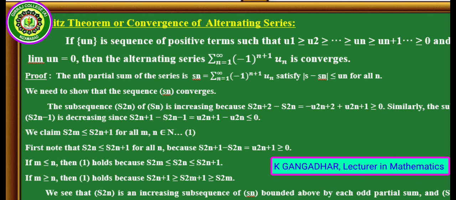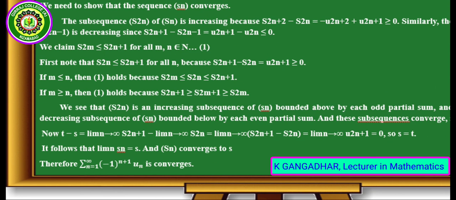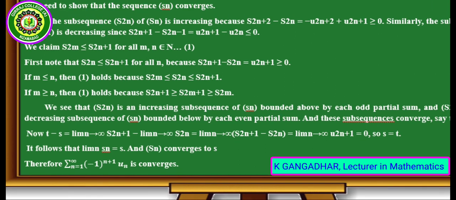So we see that sequence S_2n is an increasing subsequence of sequence S_n bounded above by each odd partial sum, and S_(2n-1) is a decreasing subsequence of sequence S_n bounded below by each even partial sum, and these subsequences are convergent.